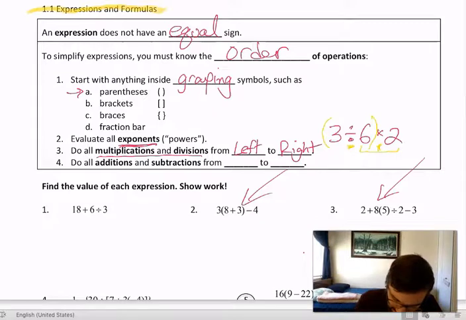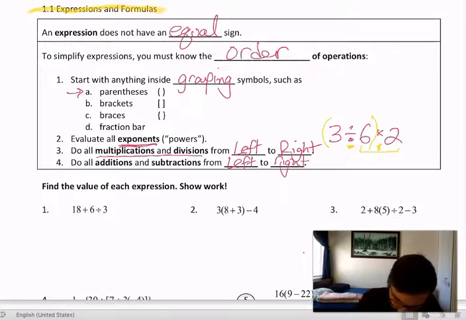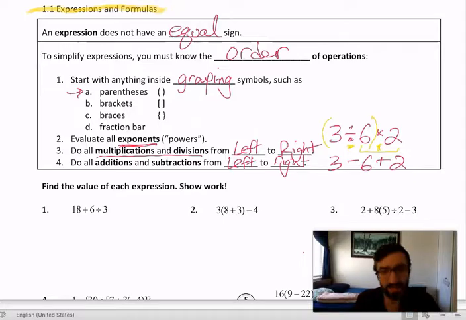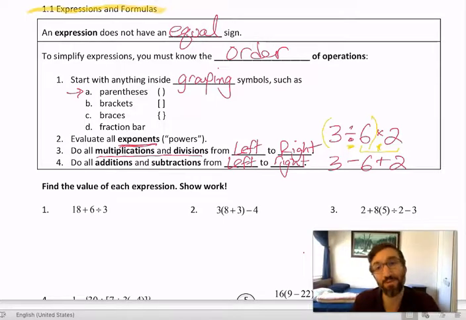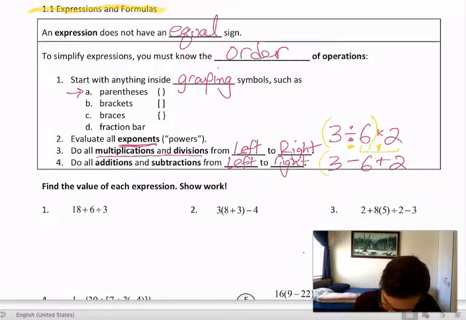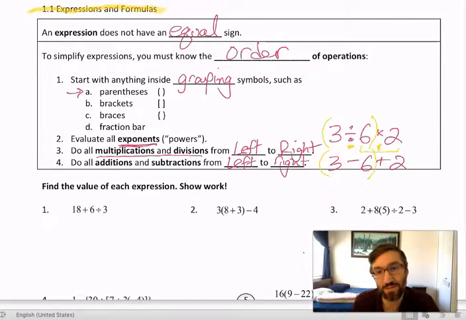And addition and subtraction is the same idea. So we do addition and subtraction left to right. So that also means, for example, that if we had 3 minus 6 plus 2, we would actually do the subtraction before the addition. So it's left to right. Whatever's on the left, the subtraction's on the left of the addition, so we do that subtraction first. It's kind of like we read left to right, same idea.